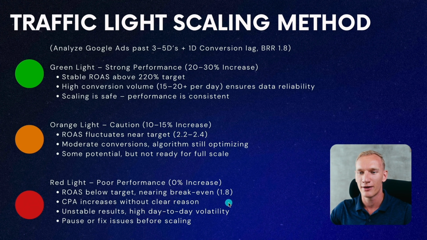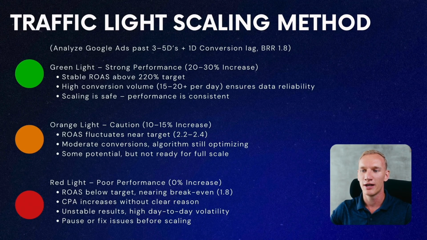The conversion rate, or the CPA, the cost per acquisition, can actually increase a lot without clear reason. So that's also another indication that you're operating in the red light zone for your campaigns, and the results are not stable yet and you have a high day-to-day volatility. That means one day you get a lot of sales, the other day not really. And as I just explained, you need to take into consideration 3 to 5 days of analyzing the results for your campaign. And this is excluding the 1 day of conversion lag.